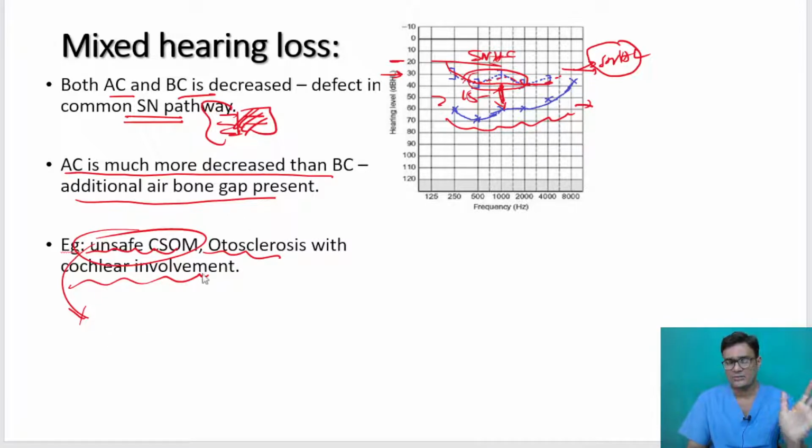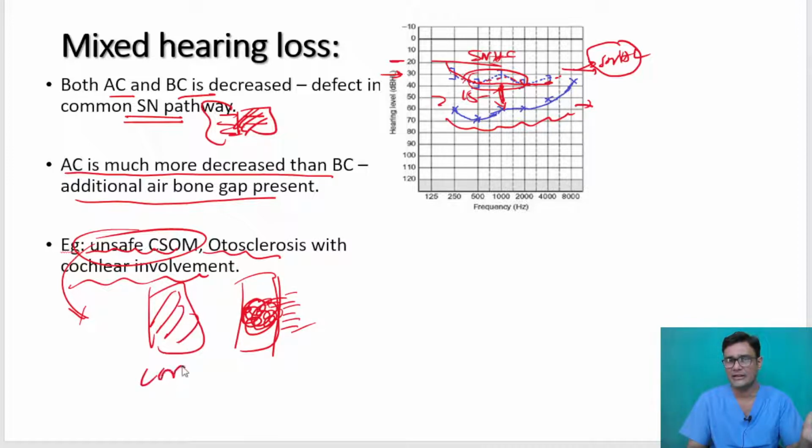Then you will have unsafe CSOM. Otosclerosis with cochlear involvement, again the same kind of pathology. In otosclerosis, you have this otospongiotic bony focus at the stapes, and those toxins will go into the cochlea and damage the hair cells of the cochlea. So here basically these two are conductive pathologies, but you may also have a cochlear involvement component, though it is not seen in every case. Otosclerosis with cochlear involvement is rare. Unsafe CSOM with cochlear involvement is not so rare, but when we think of CSOM, we think, okay, there is conductive pathology.